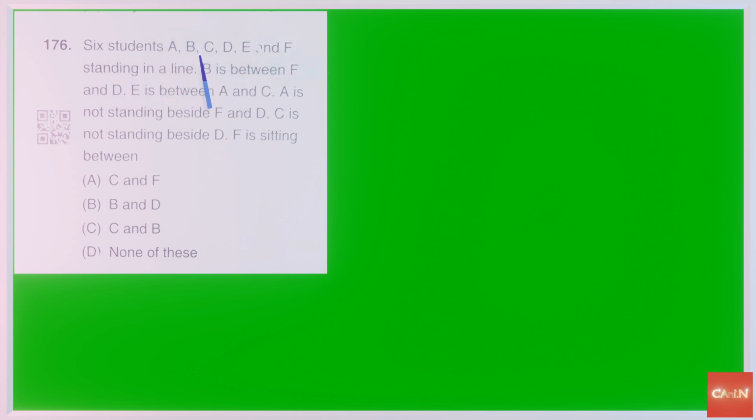6 students A, B, C, D, E, and F are standing in a line. B is between F and D. E is between A and C. A is not standing beside F and D. C is not standing beside D.